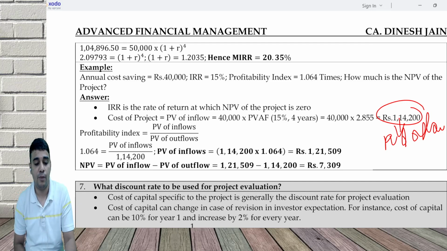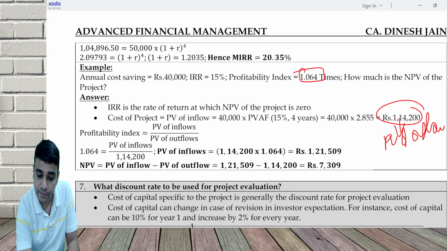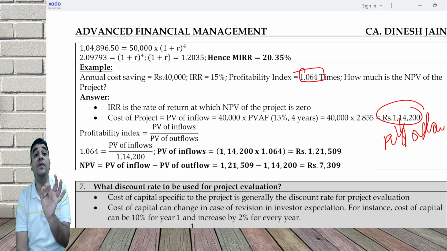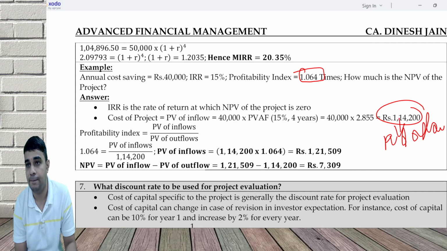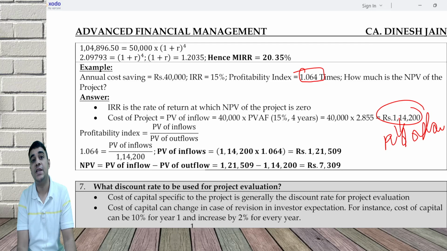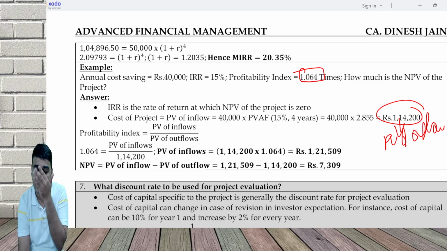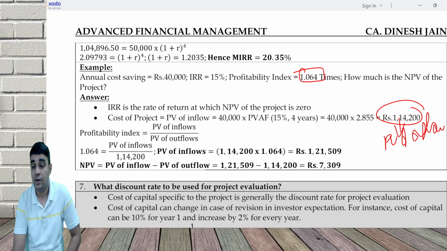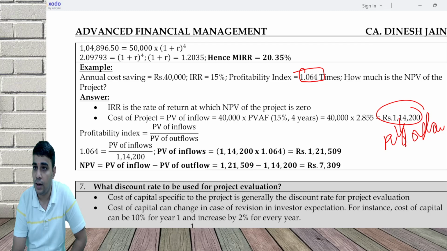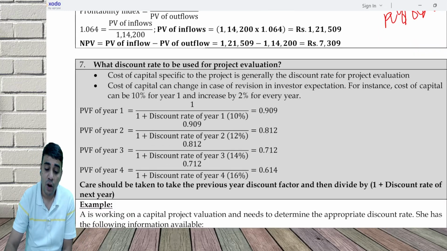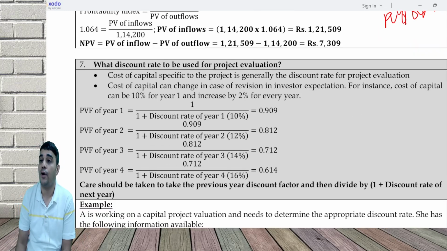I can also tell you one more thing. What is the profitability index? Which means NPV is 0.064 into the cost of project. Cost is 1, extra is NPV. 0.064 into 114,200 is how much? 7,309.